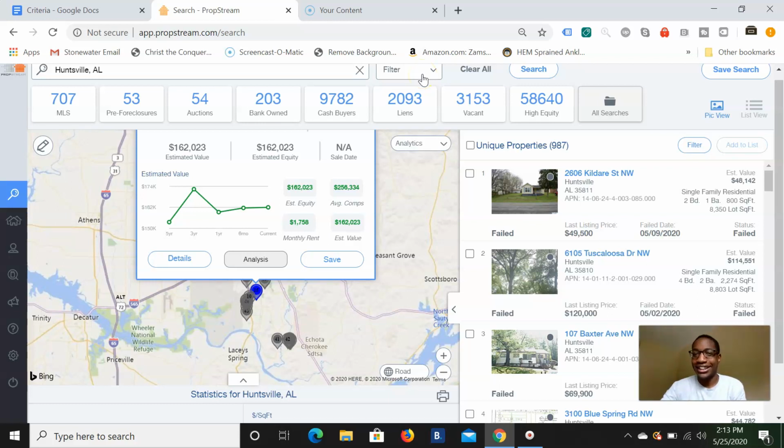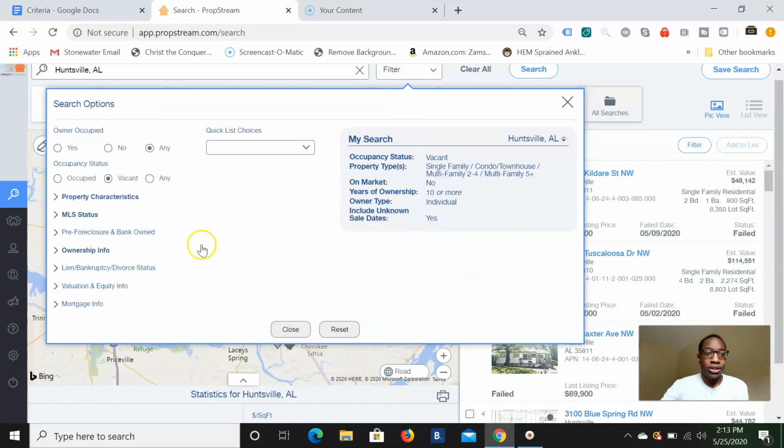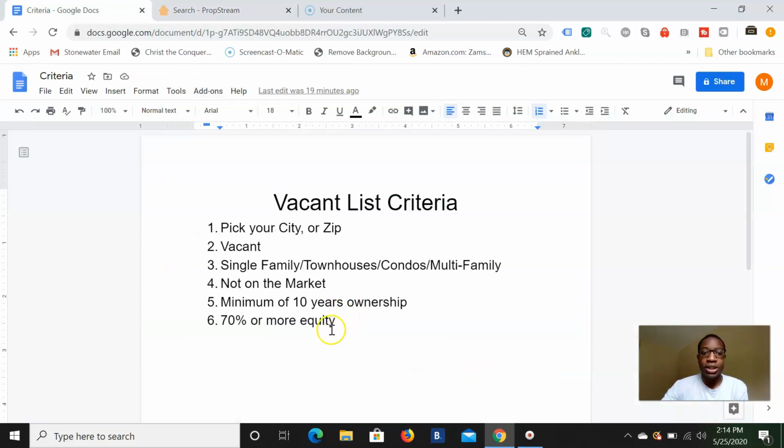From 86,000 to around 3,100. Now we're down to 987 properties. And even this list, there's a decent amount of leads that you can call probably within a week or so. You know, cold call on your own if you're very motivated in this business. So next, we're going to go into equity.